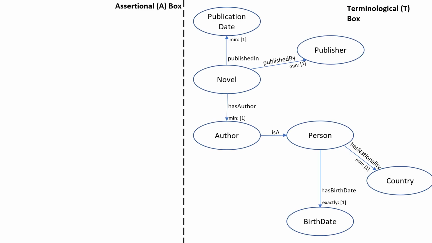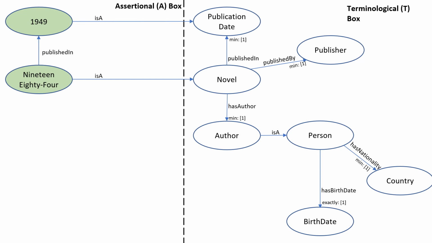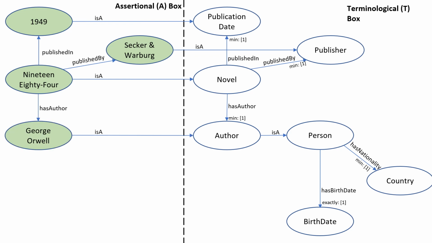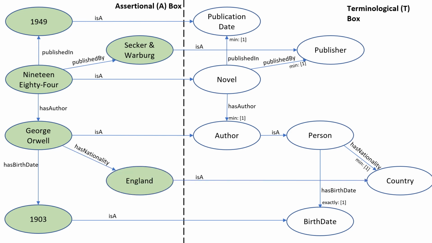Our simple novel ontology has been defined, and we want to add information regarding the novel 1984, which is an instance of the type novel. We can populate our knowledge graph with other information we have. It was published in 1949 by Secker and Warburg. It was authored by George Orwell, who has a birth date of 1903 and is of English nationality.